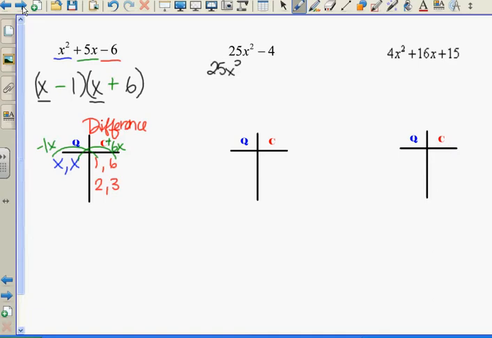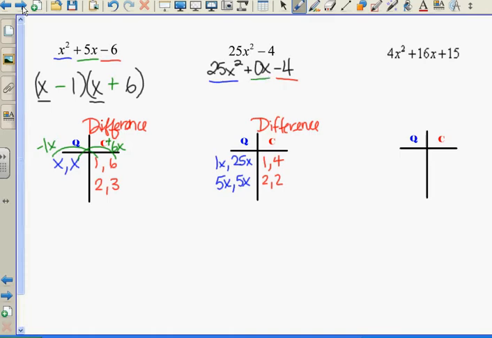Okay, we've got another weird one next. We're missing that linear piece again. So 25x squared, we need to put in the 0x, then the -4. All right, so for our quadratic possibilities, we've got 1x and 25x, and then separately 5x and 5x. And for our constant possibilities, 4, we've got 1 and 4 and 2 and 2. And then since that constant is negative, this will also be a difference table.